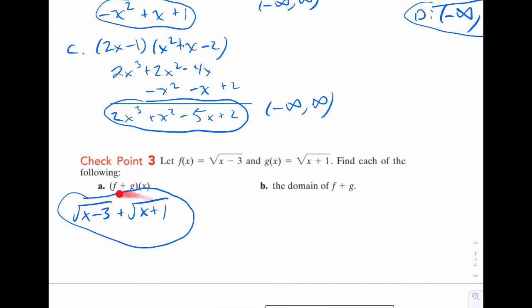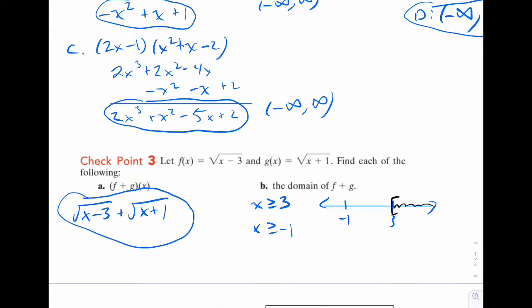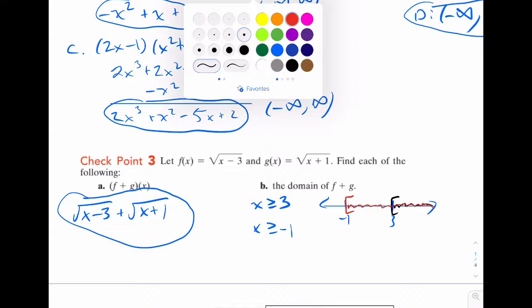Now B wants the domain of this thing. So do it in parts. The domain of our first piece would be x is greater than or equal to 3. The domain of the second piece is x is greater than or equal to -1. So imagine that you have a number line here. Here's -1, here's 3. For the first piece, it's saying we want everything 3 or bigger. For the second piece, we want everything -1 and bigger. To find the domain of these two things put together, the numbers you plug in have to satisfy both of these, which means we're looking for where these things overlap.